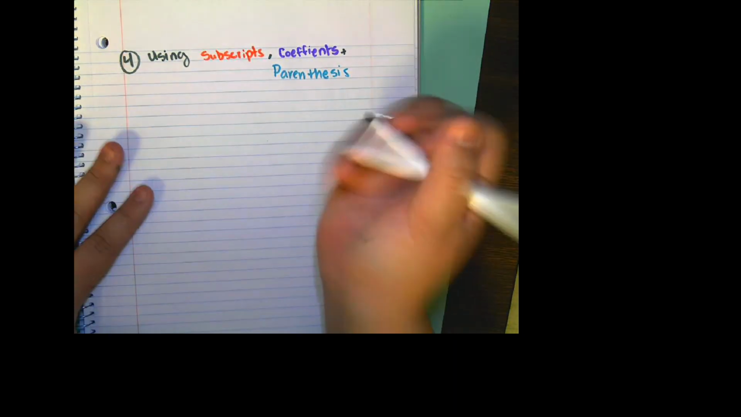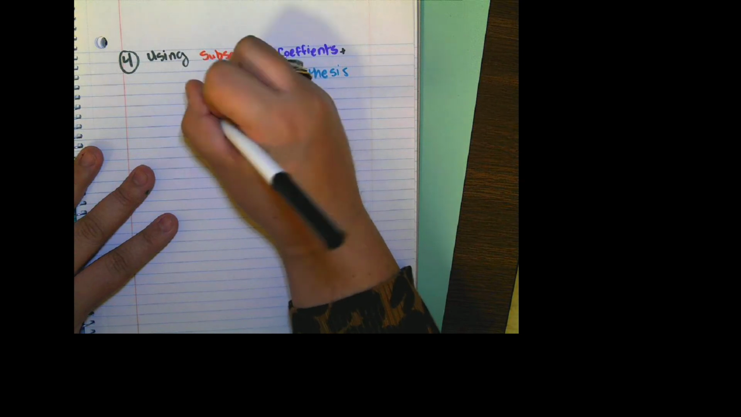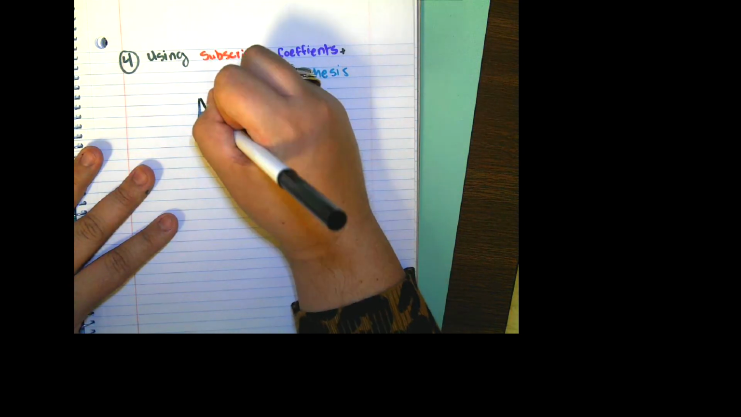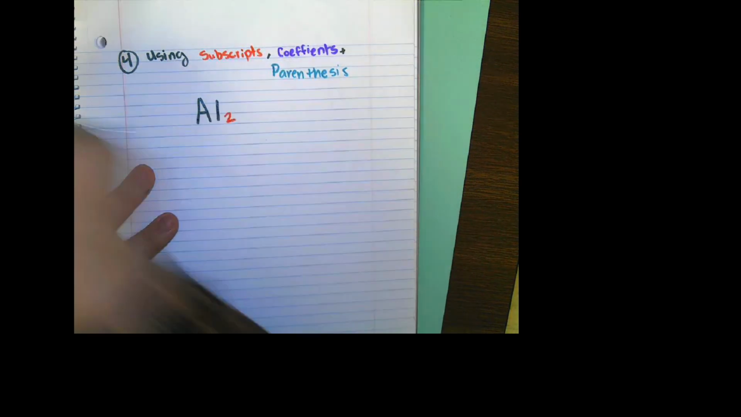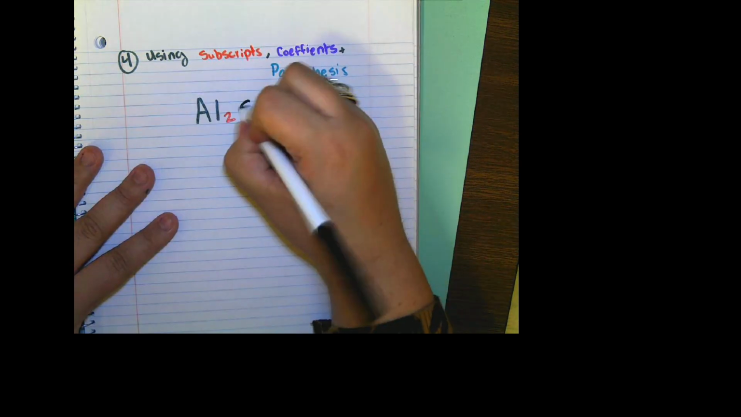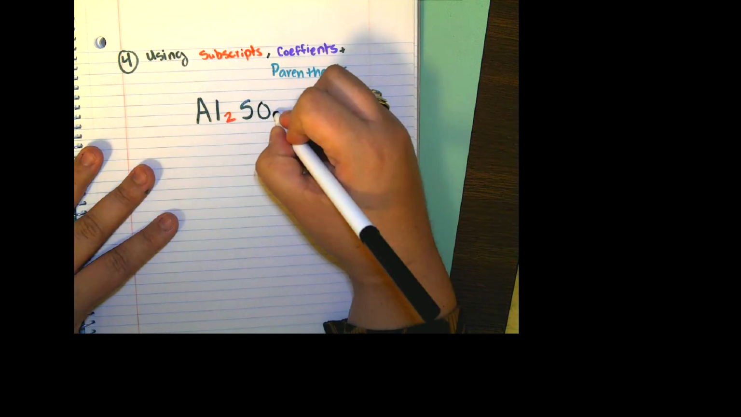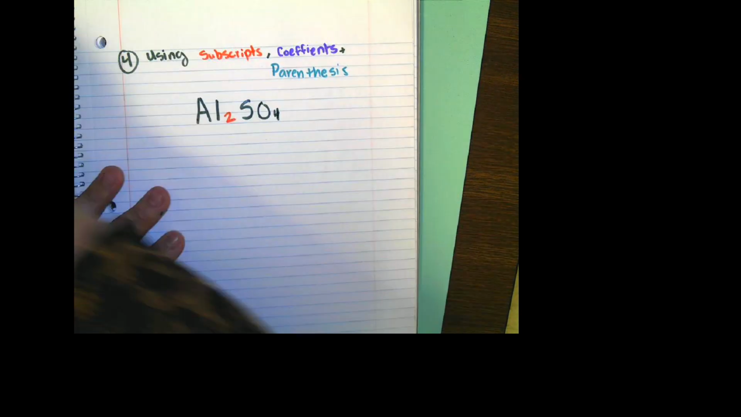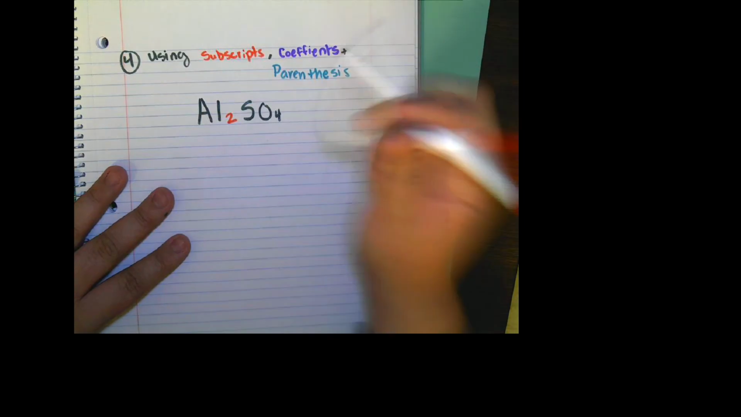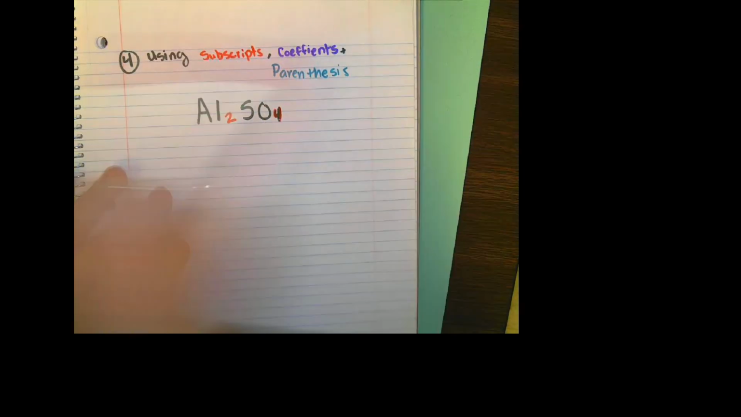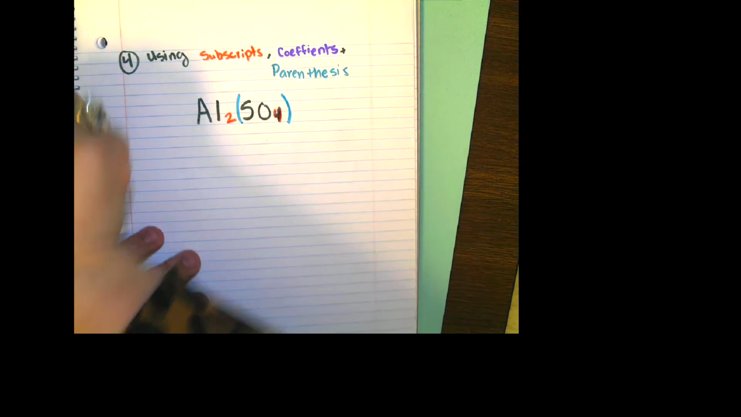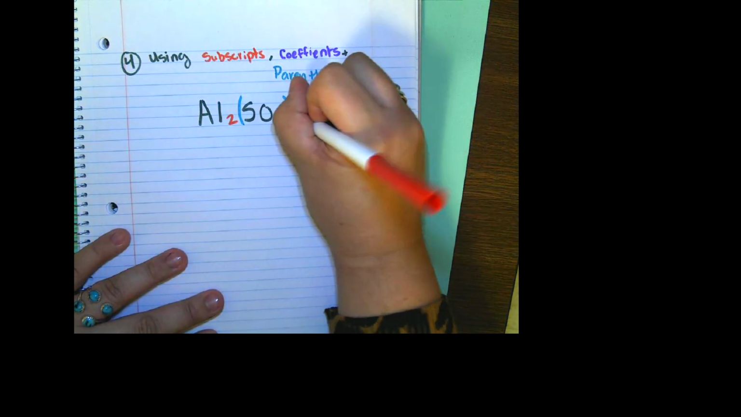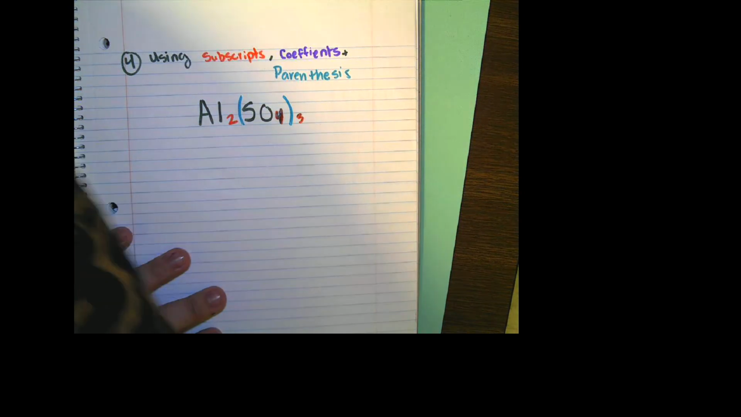All right, so I'm going to first write down the formula for my examples. Let's do Al2SO4. Oops, that's supposed to be red. Pretend that is 4. And then I'm going to throw my parentheses around here. I'm going to use the subscript 3 again. And then my coefficient is going to be 2.